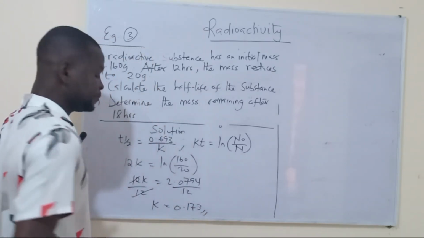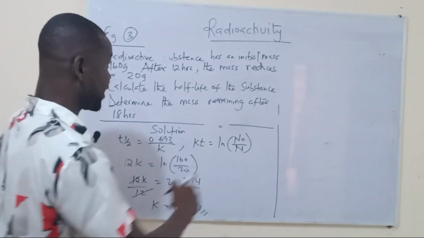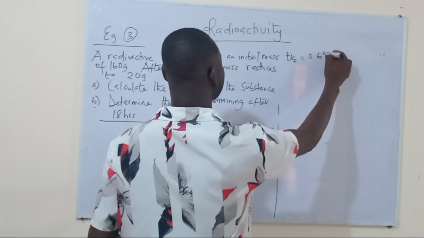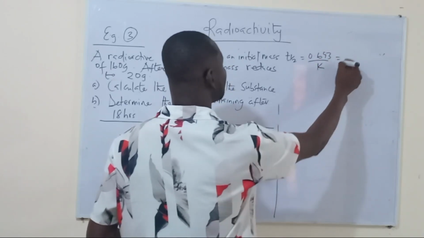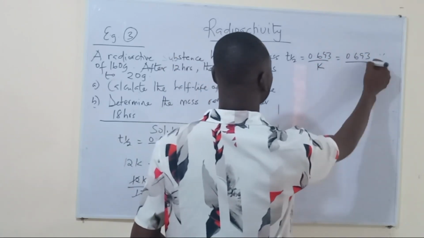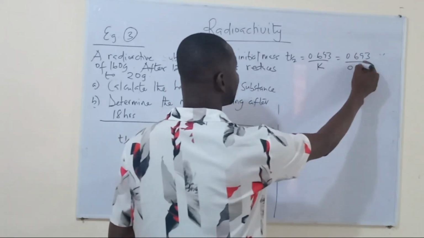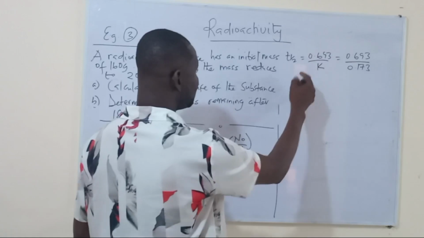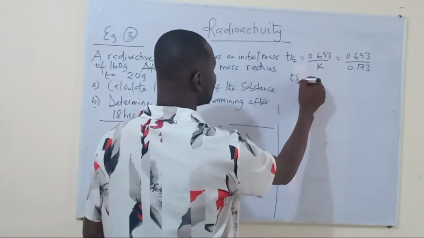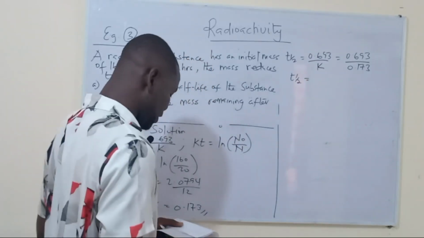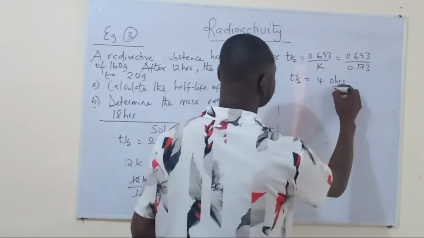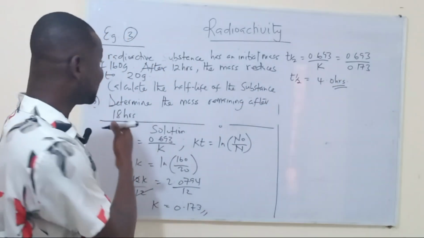When I divide this by 12, I'll have K equal to 0.173. Now that I know K, I can find my half-life, which is equal to 0.693 on K. So 0.693 on 0.173. When you divide that, your half-life would be equal to 4.0 hours. So that answers question 1.